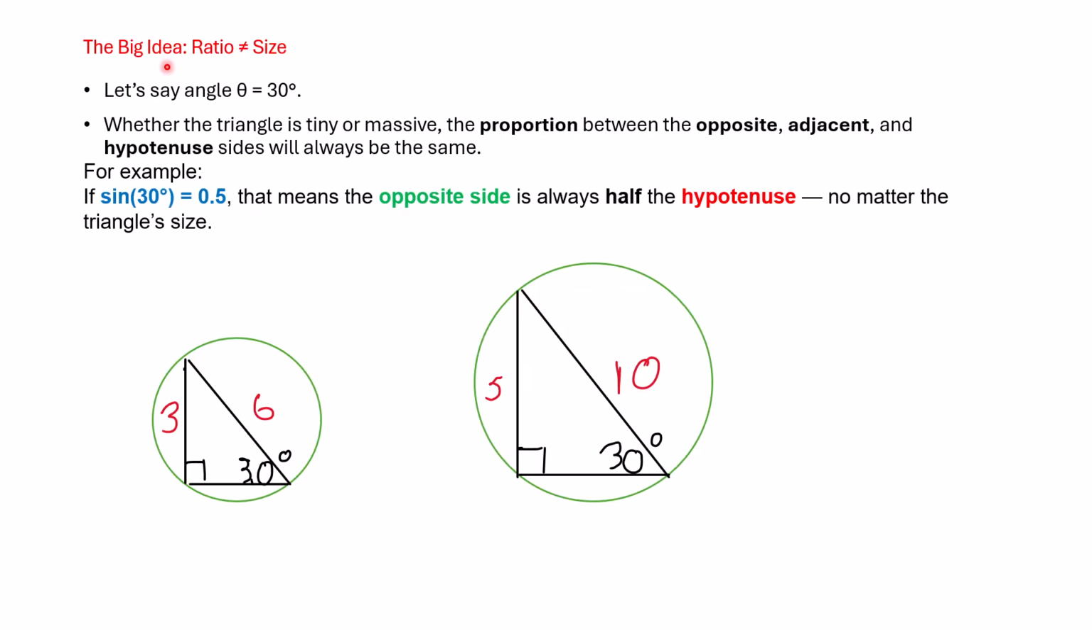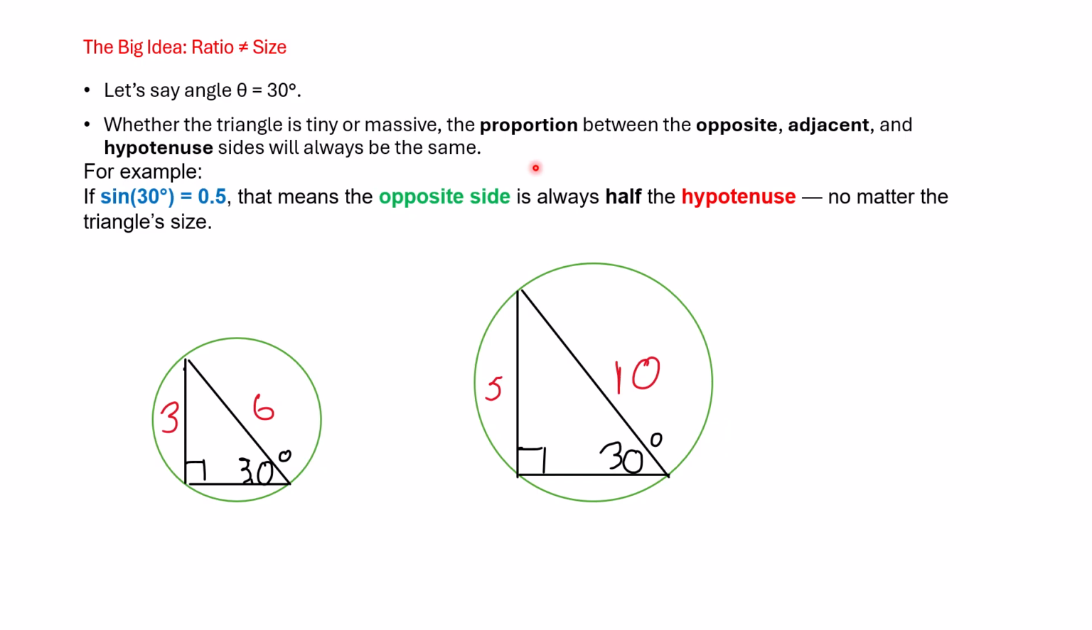So the big idea: ratio is not equal to size. Let's say we have an angle of 30 degrees. You see they have a small triangle with 30 degrees, and a bigger triangle with 30 degrees. Whether the triangle is tiny or massive, the proportion between the opposite, adjacent, and hypotenuse sides will always be the same. So in short, if we create a 30-degree angle, it doesn't matter how big we make the triangle. If one angle is 90 and another is 30, remember the remaining angle can only be 60.